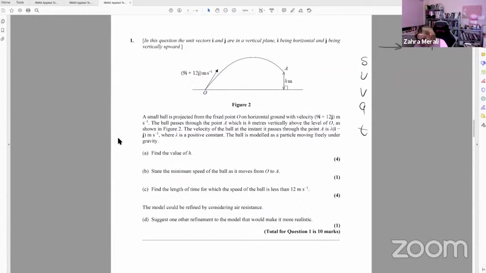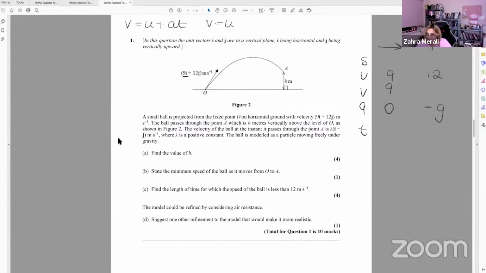I always know horizontally my acceleration is 0 and vertically it's minus g. So if I start anything, I can put that in. And then let's have a look. We're given the u. And here we don't need to resolve or use the angles because the u horizontally is 9, because that's your I component, and vertically it's 12. We know that v equals u plus at. So if a is 0, v equals u. So horizontally, it never changes.